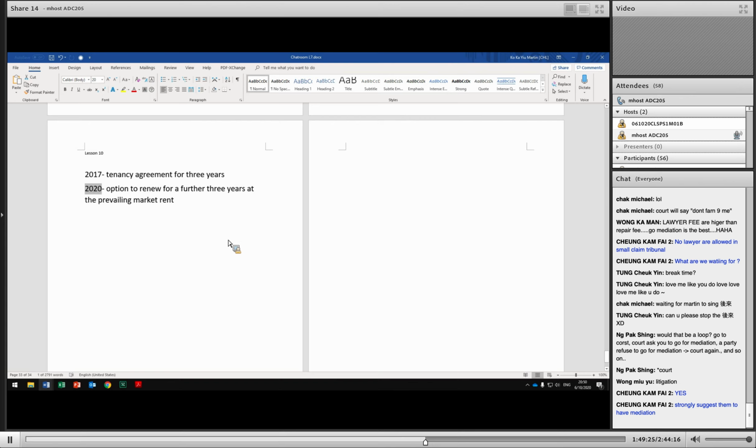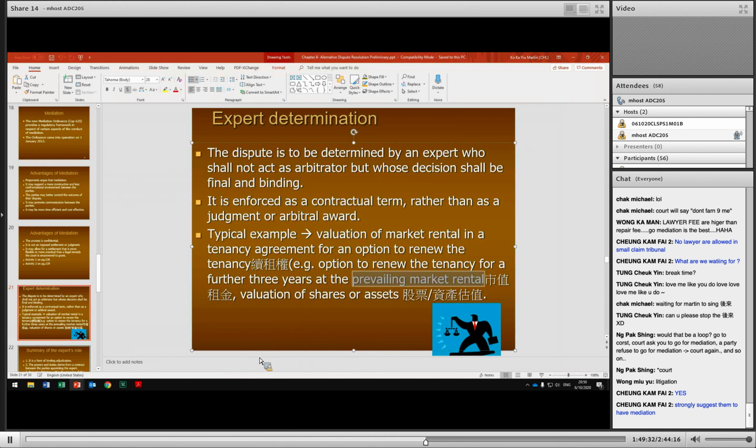The exact figure will be decided by the expert. Okay, so it's not agreement between the parties. It's not negotiation between the parties. In fact, the figure is to be determined by an expert. Usually, it's a surveyor. The surveyor will determine the prevailing market rental.